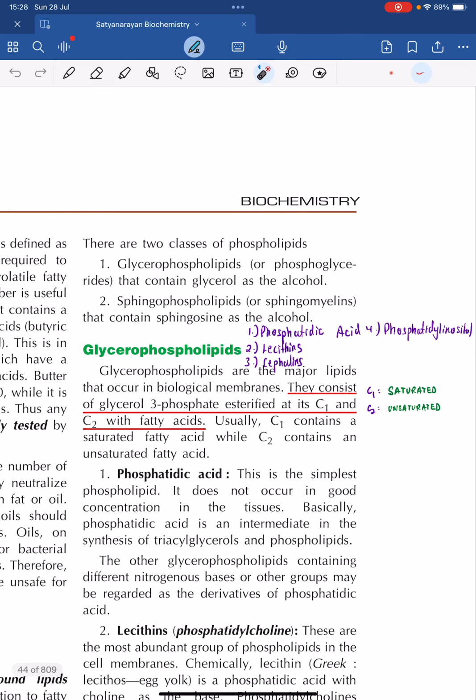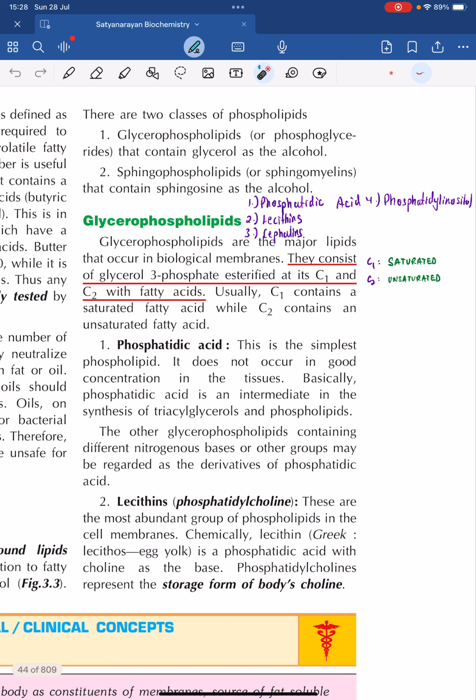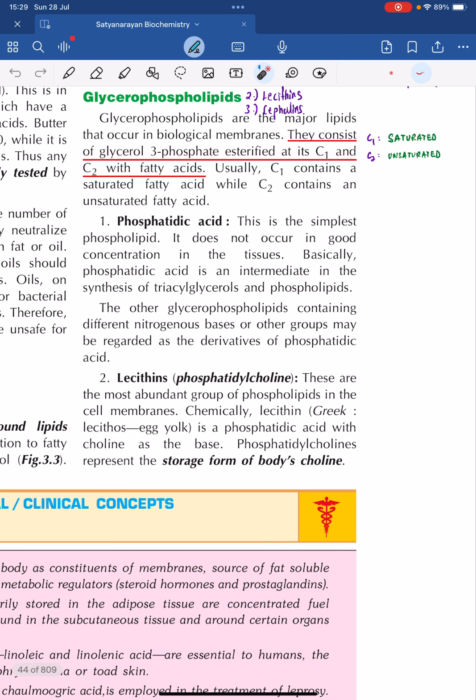This is the simplest phospholipid. It does not occur in good concentration in tissues, but it acts as the intermediate in synthesis of other triacylglycerols and phospholipids. The other glycerophospholipids containing different nitrogen bases or other groups may be regarded as derivatives of phosphatidic acid.